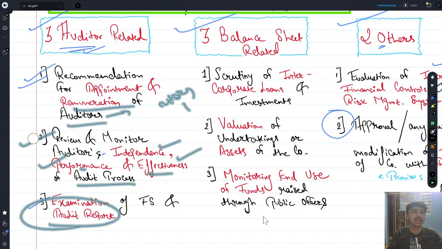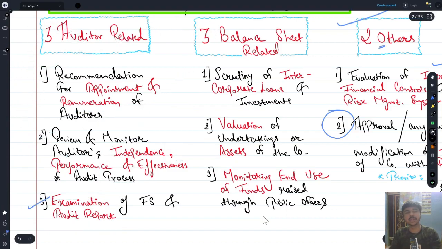There's no need to have some trick. Whatever I have bifurcated, 3 auditor related, 3 balance sheet related and 2 others. Even if you go by this way, it's going to be very easy. There's nothing so much difficult in this part at least.